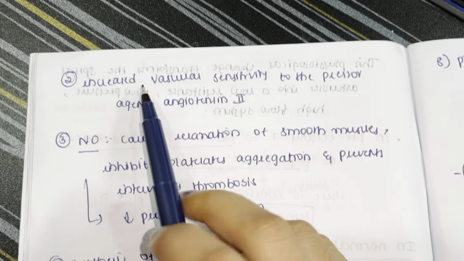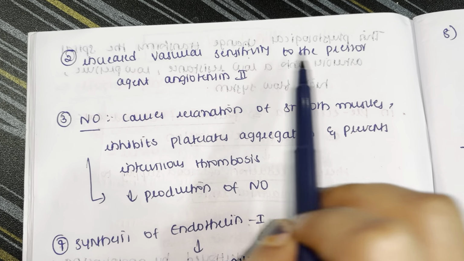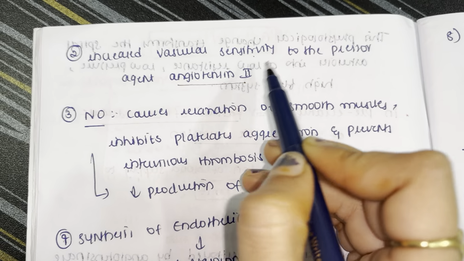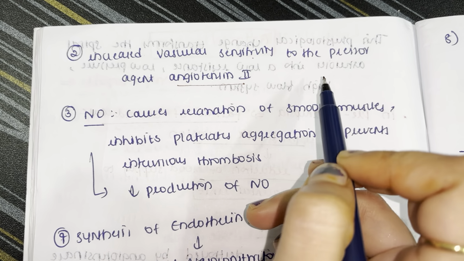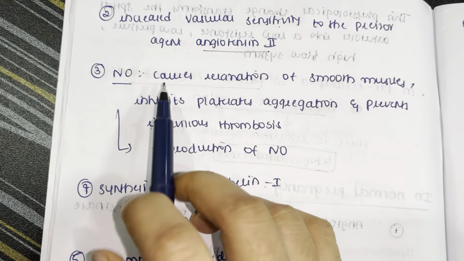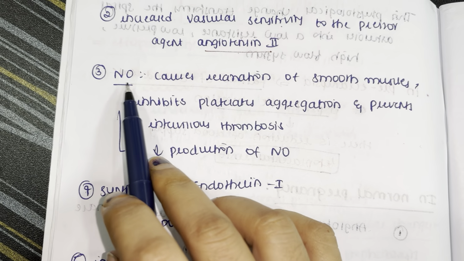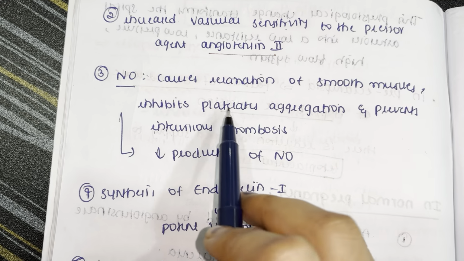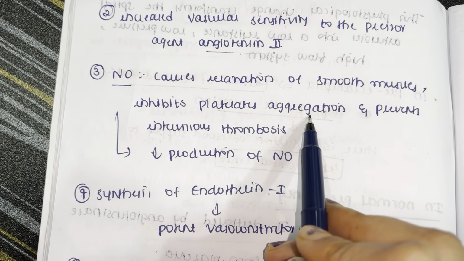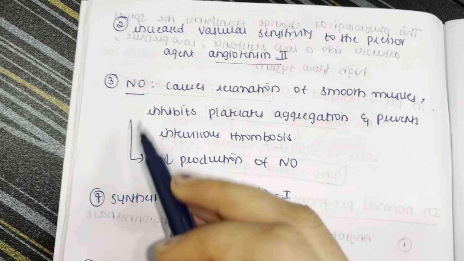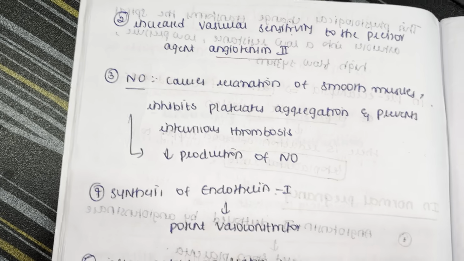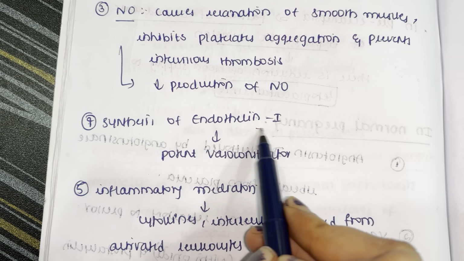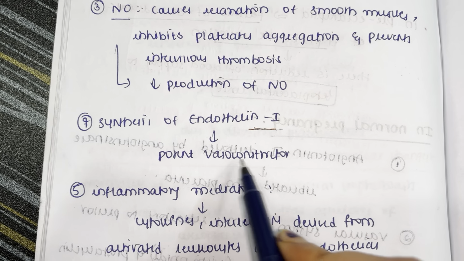Another way hypertension occurs is increased vascular sensitivity to the pressor angiotensin 2. As angiotensin 2 increases, it also causes vasoconstriction, which causes hypertension. Now there is decreased production of nitric oxide. Nitric oxide causes vasodilation, relaxation of smooth muscles, inhibits platelet aggregation and prevents thrombosis. So decreased production of NO causes vasoconstriction. Another one is the synthesis of endothelin, a potent vasoconstrictor.